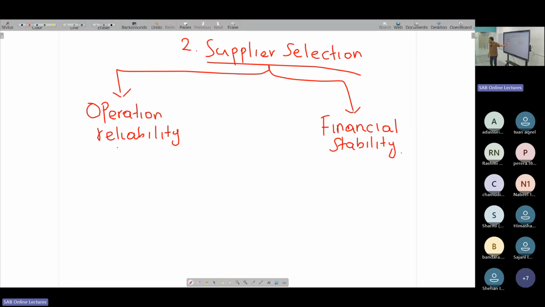So, operational reliability and financial stability. When you select the supplier, you should consider these two things, not only price. If you consider only price, that is short term. From an operations point of view, the buyer should always consider whether the supplier will provide quality products, and whether he can provide them whenever I need. Continuous supply of the business without any interruption. Clear?